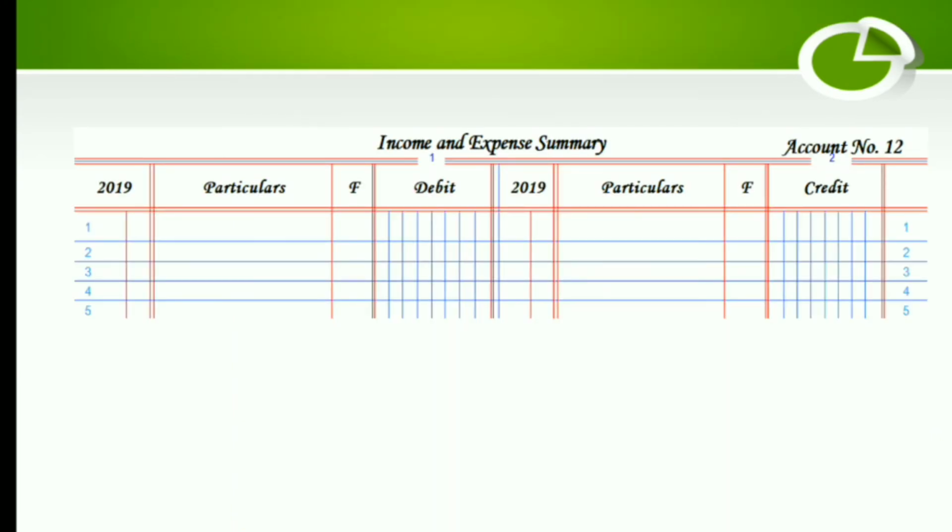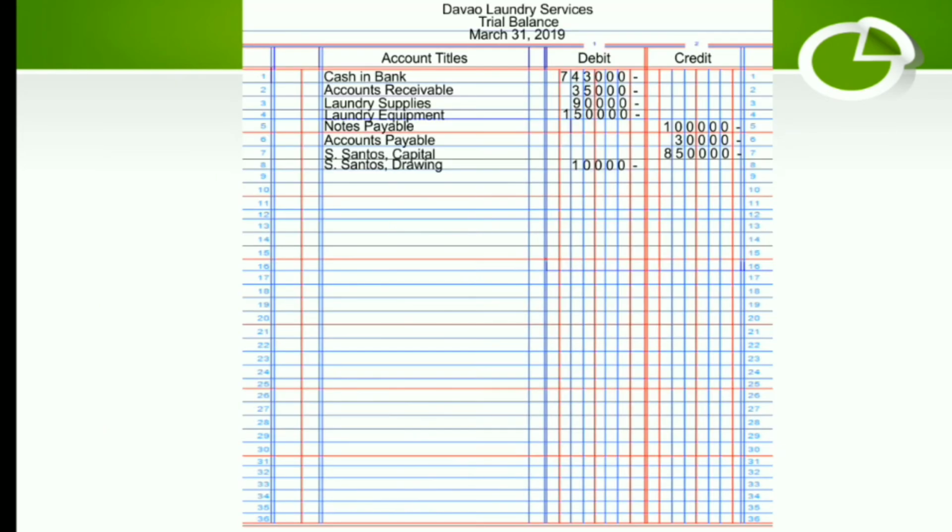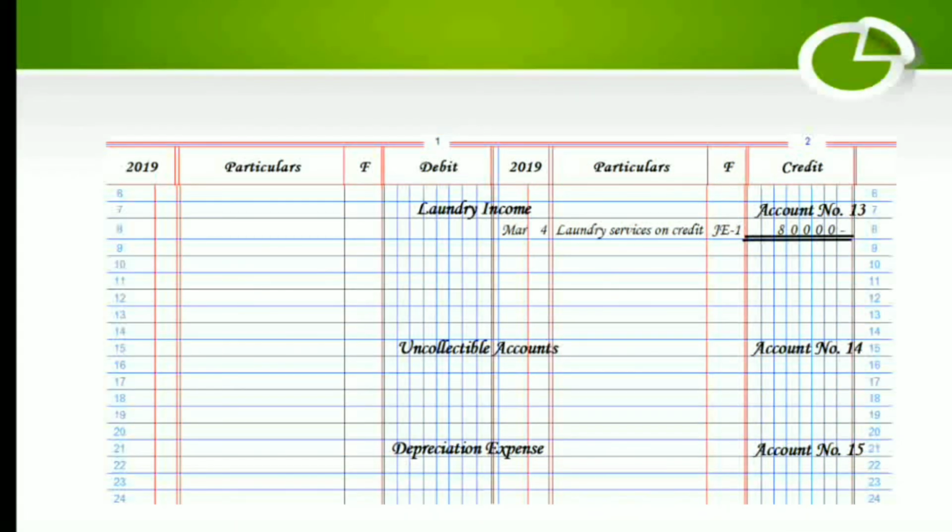Next, income and expense summary. So, wala siyang laman. So, let's move on to the next. Account number 13. So, we have laundry income with a credit balance of 80,000. So, lista natin siya sa trial balance. So, again, laundry income, the amount of which is 80,000 credit. Accounts number 14 and 15 are both empty. So, proceed tayo sa next account.